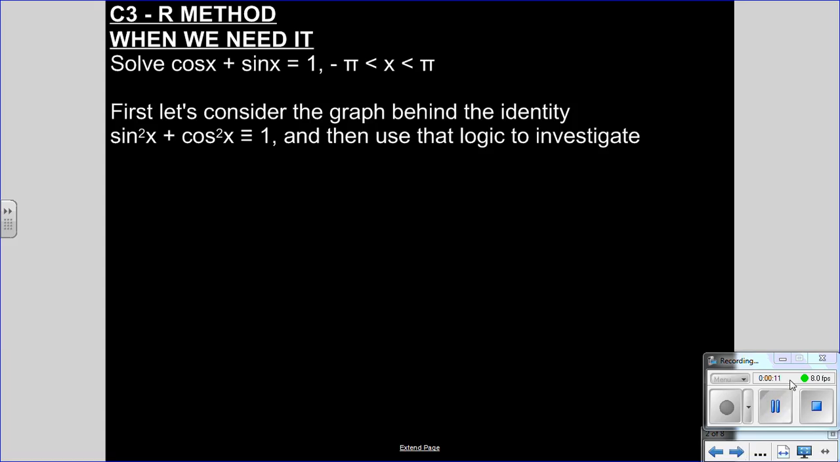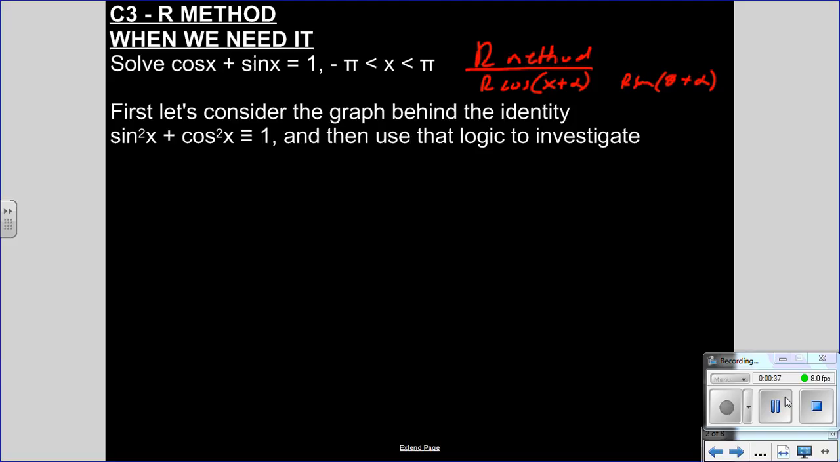Hi everyone, so C3 R method this time. You don't know yet what the R method is, but the R method is when we can get trig stuff into the form of R cos(x + α) or R sin(x + α), or θ plus alpha or minus alpha, or something like that. That's what the R method looks like.